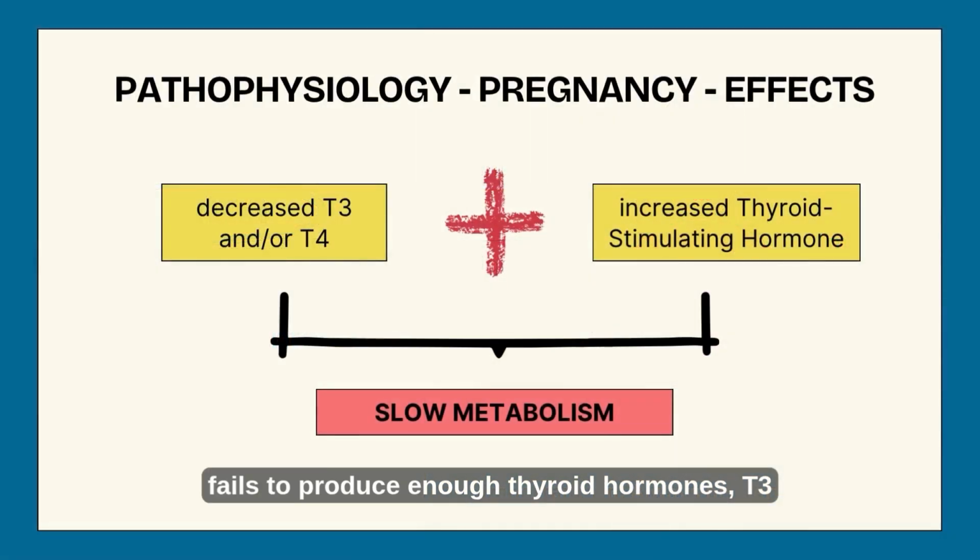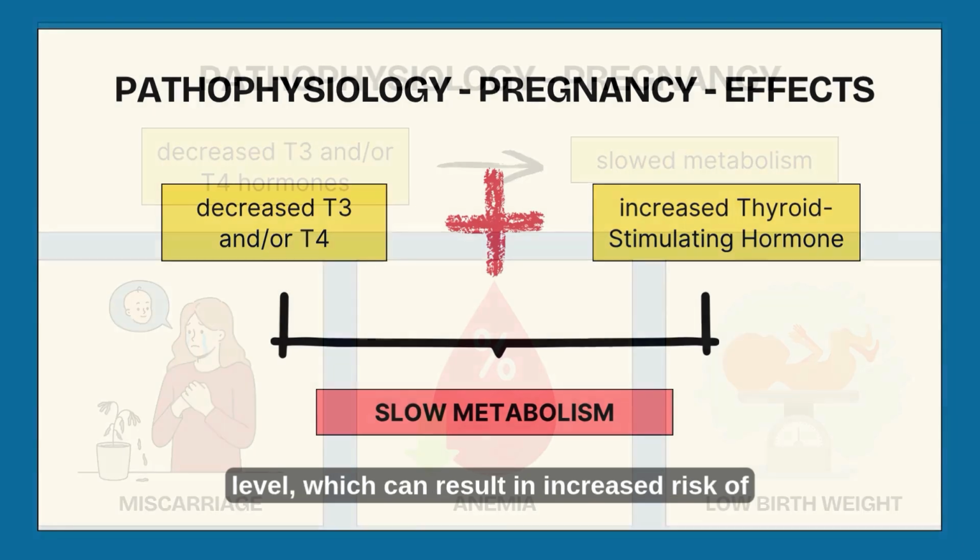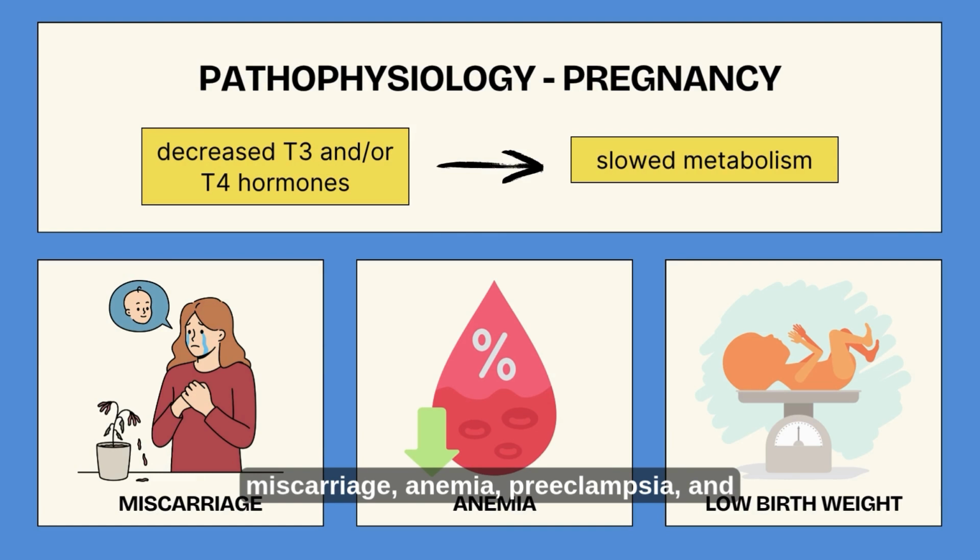The thyroid fails to produce enough thyroid hormones, T3 and T4. As a compensatory mechanism, the pituitary gland responds by releasing more TSH, or thyroid-stimulating hormone, which can lead to slow metabolism and impacts energy use and development. A woman who does conceive can then face another obstacle in that she can have difficulty increasing thyroid functioning to a necessary pregnancy level, which can result in increased risk of miscarriage, anemia, preeclampsia, because the fetus doesn't get enough support. It can also lead to low birth weight and even impaired fetal neurodevelopment.